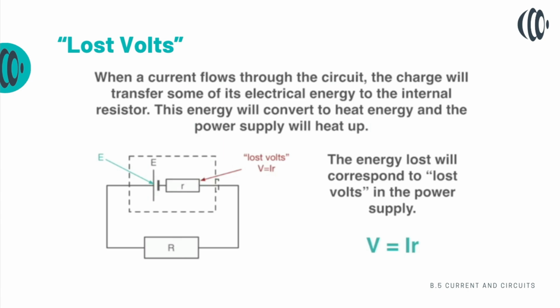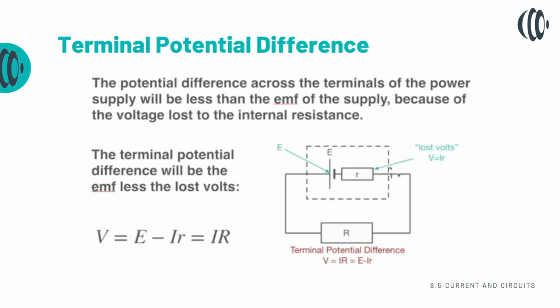We can find out the value of those lost volts, V, by using I, the current through the circuit, times R, which is the value of the internal resistor. Say this gives out 10 volts, and this internal resistance takes up 1 volt. That means there's only 9 volts left for the rest of the components in the circuit. So the potential difference across the terminals of the power supply, between here and here, will be less than the EMF of the supply, because the voltage will be lost in the internal resistance.